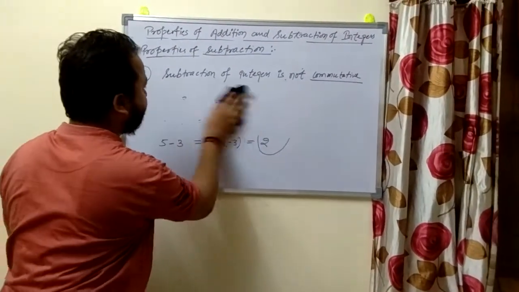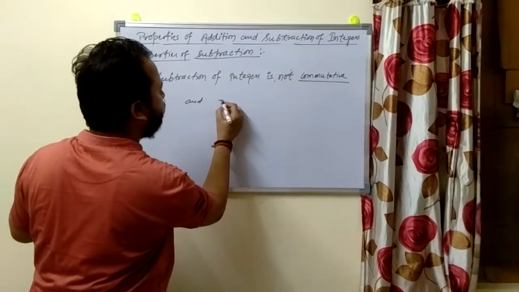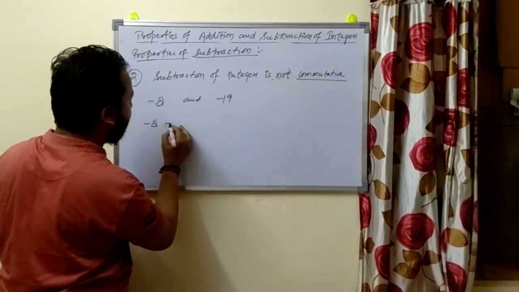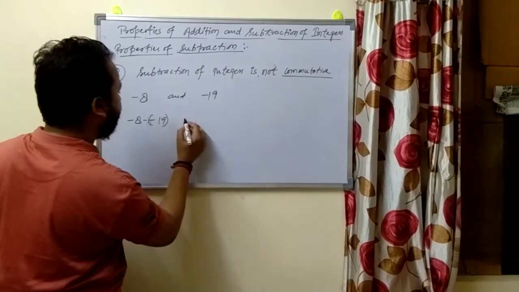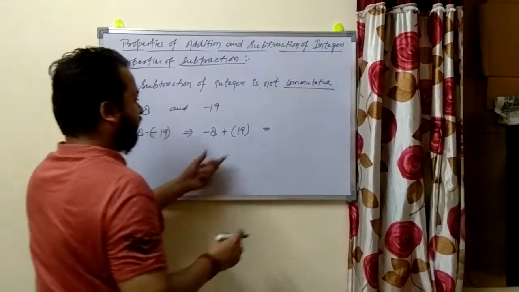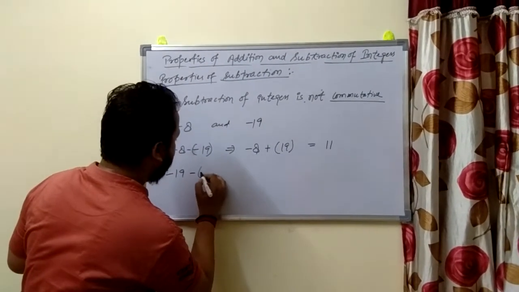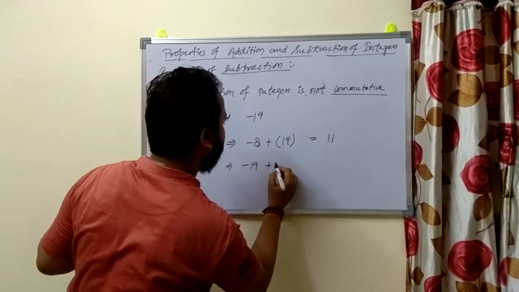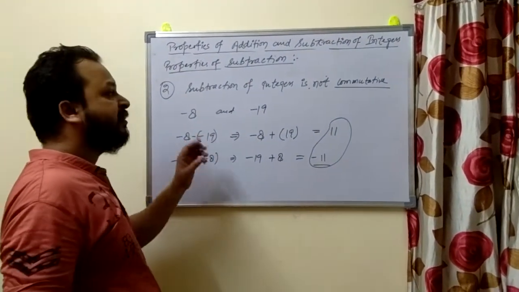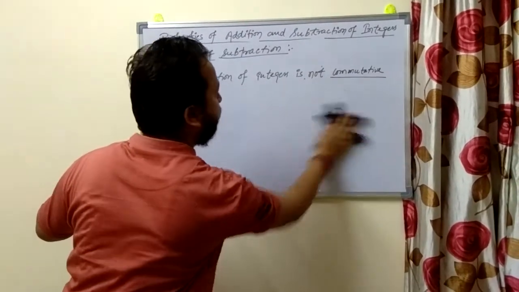Take another example. Let minus 8 and minus 19. So minus 8 minus 19 equals minus 8 plus minus 19, that equals minus 27, and minus 19 minus minus 8 equals minus 19 plus 8, that equals minus 11. So you can see that here we are not getting the same value after changing the order of the integers. So subtraction does not hold this property.